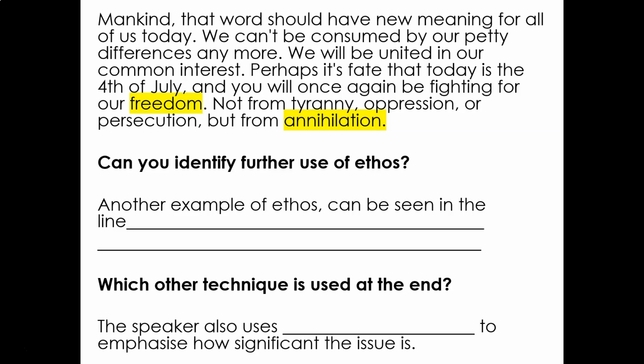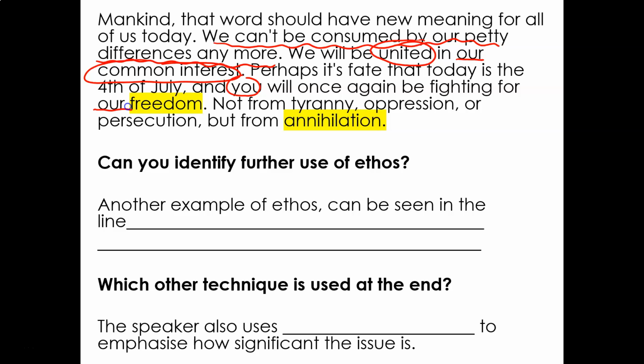Okay, so we could have picked up a number of things here, such as the fact that the writer identifies that people can't be consumed by their differences anymore, and that they must be united, they must join together for a common purpose, common interest. You might have picked up some of the other pronouns, such as our, you, and our, repeated again. So going from the singular personal pronoun you to the plural pronoun our, trying to bring people together and unite them.